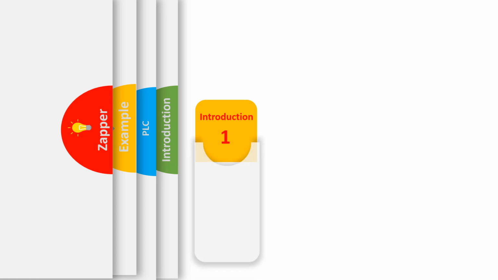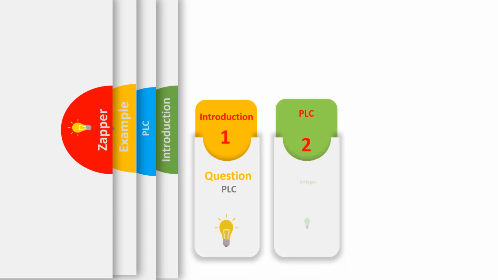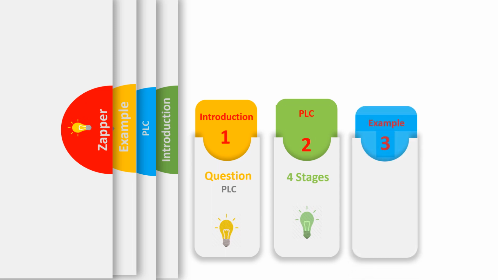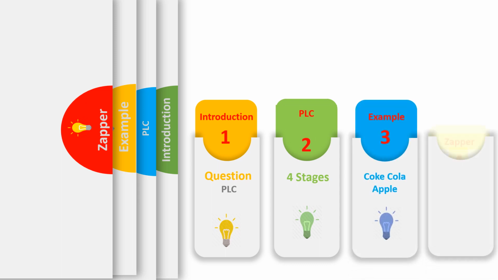And today we are going to look at the product life cycle, the different stages of the product life cycle. We're going to try and put some examples in here in terms of Coca-Cola and Apple.